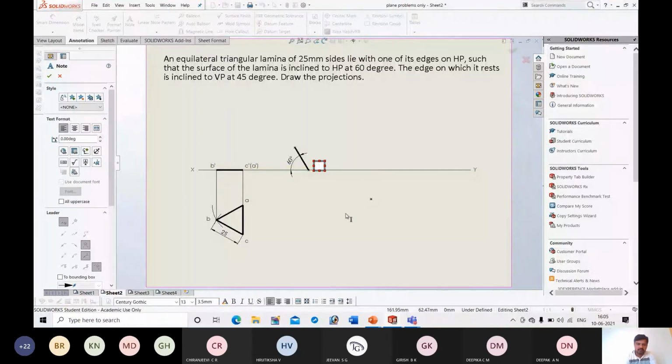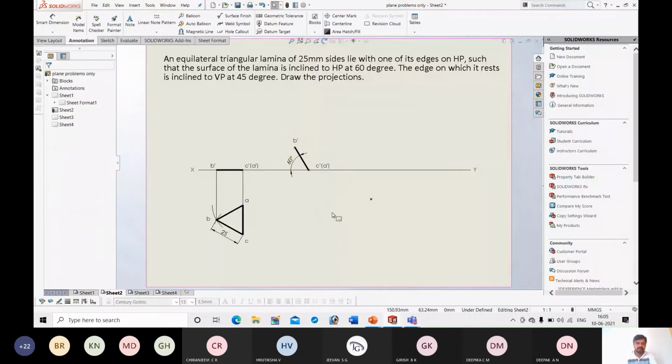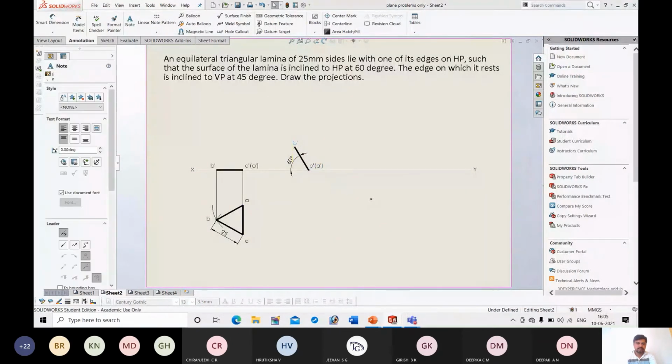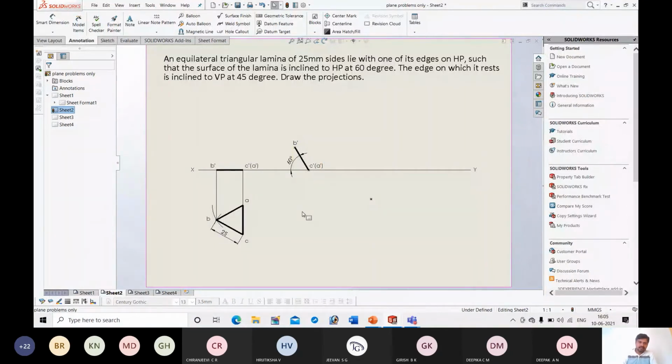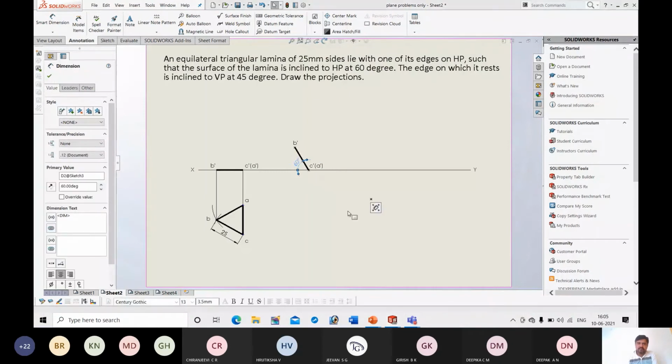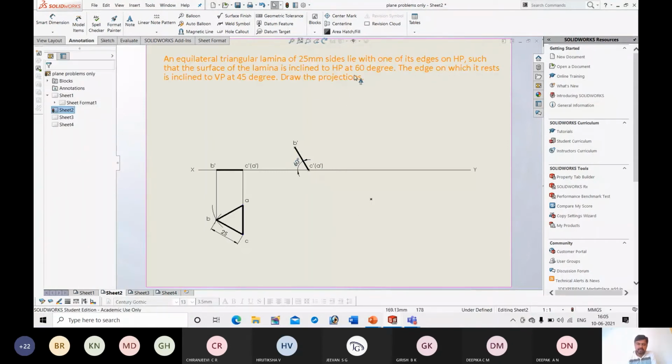Next, I will name it C dash, A dash, and this as B dash. So this is the front view, where I am satisfying the first condition. Now we can see CA is the resting edge. CA is on XY, which means it is on HP. So C dash A dash is on the XY line. That means it is the resting edge.